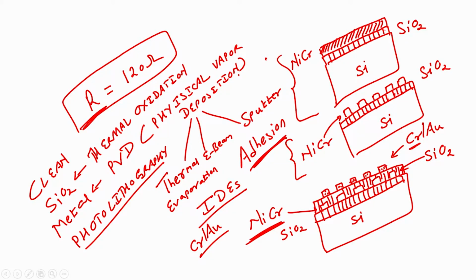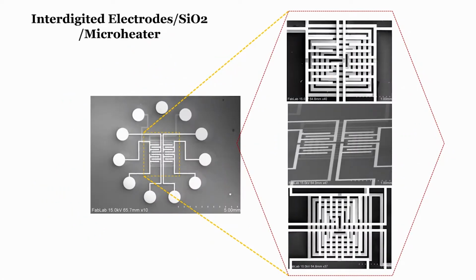Got it? So, I have my interdigitated electrodes made up of chrome gold. This process we will learn, and that is how it looks like, that there are interdigitated electrodes over silicon dioxide. You can see here that silicon dioxide is a sandwich layer between the micro heater and the interdigitated electrodes. And then below silicon dioxide there is a micro heater, which you can see here. So, this is how the SEM image looks like.